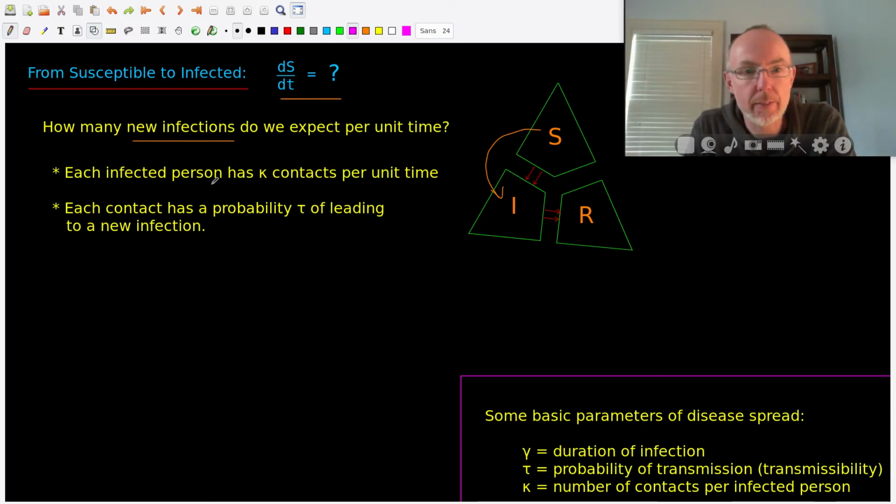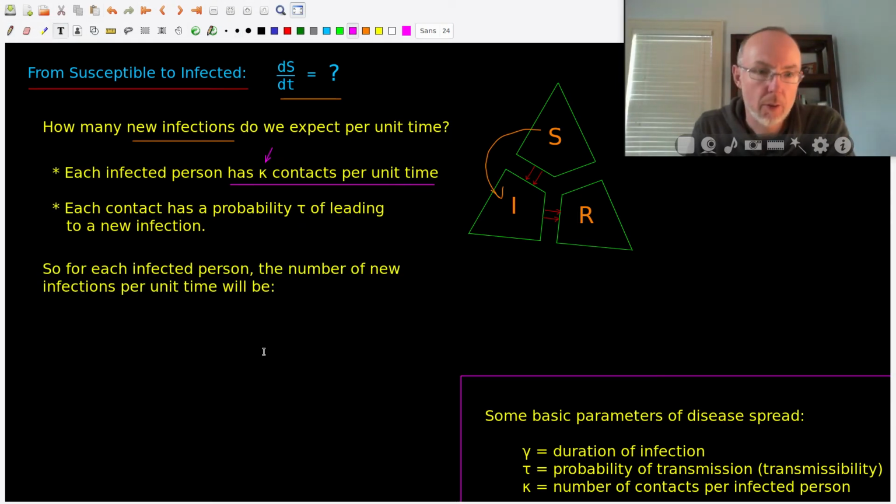Because we know each infected person is going to have kappa contacts per unit time. I didn't explicitly express this down here, I didn't have enough space, but this number of contacts is per unit time. So this is a kappa, right? Greek letter kappa. So we've got kappa contacts per unit time for every infected person. And each contact has a probability of leading to a new infection given by this Greek letter tau. So for each infected person, the number of new infections per unit time is the product of these things, because each infected person is going to run into kappa people.